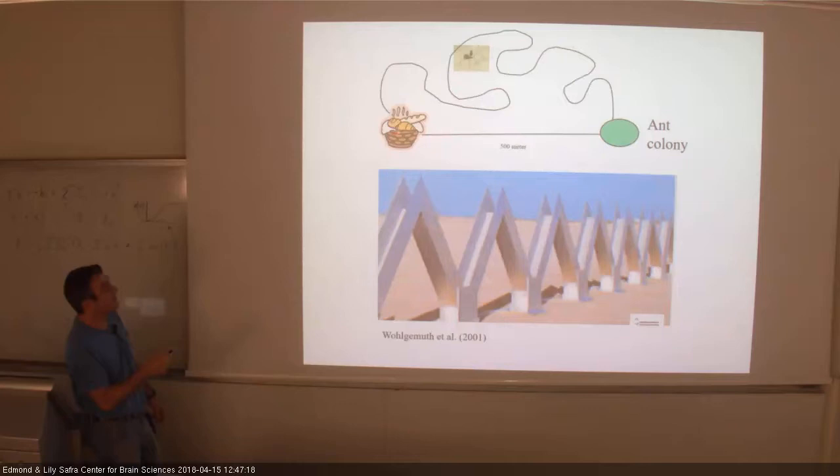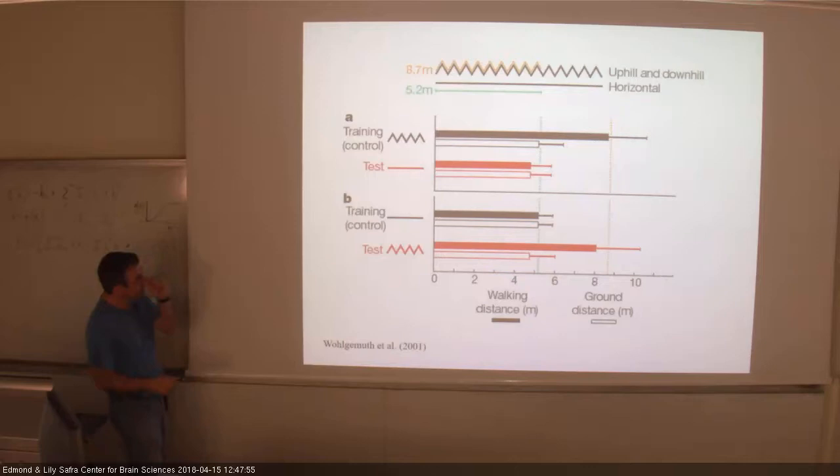And this is a fun experiment in which they asked whether they also integrate in the Z direction. They took the animal from this point and put it on this, I don't know how to call it, tilted path, to see whether they take the Z direction into account when computing the distance, and it turned out that they do. This demonstrates that they take into account moving in the Z direction.